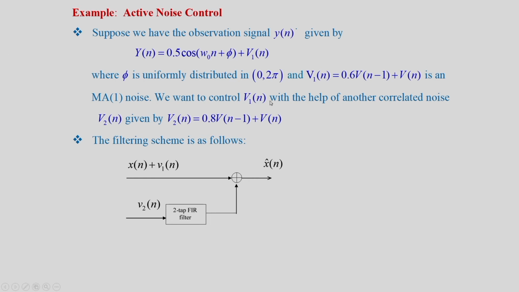We want to control V1 n with the help of another correlated noise V2 n, which is given by V2 n is equal to 0.8 v n minus 1 plus v n. V2 n and V1 n are correlated noise. Now, using the two-step FIR Wiener filter, we will try to estimate V1 n from this input, because they are correlated. Therefore, we can estimate V1 hat n here, and this estimated value will be added here, so that it is positive and this is negative, and this part will be cancelled by V1 hat n. This is the active noise control, so that ultimately we will get the noise free part of this noisy signal.